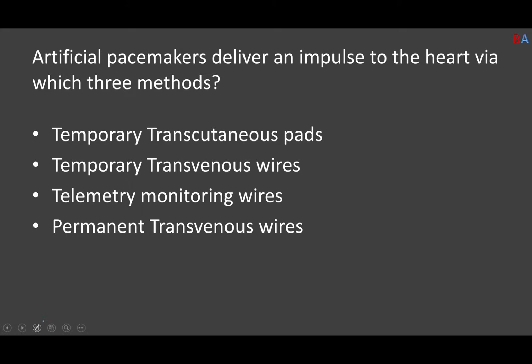Artificial pacemakers deliver an impulse to the heart via which three methods, or which three types of pacemakers exist? Well, in terms of artificial, we have temporary transcutaneous pads, so that one's correct. We have temporary transvenous wires, that one's correct. Telemetry monitoring wires, well, right there, it says monitoring, so that's not accurate. And then, of course, there's permanent transvenous wires, and that's your classic pacemaker that most people think about. So those are your top items for how we deliver pacing to patients.